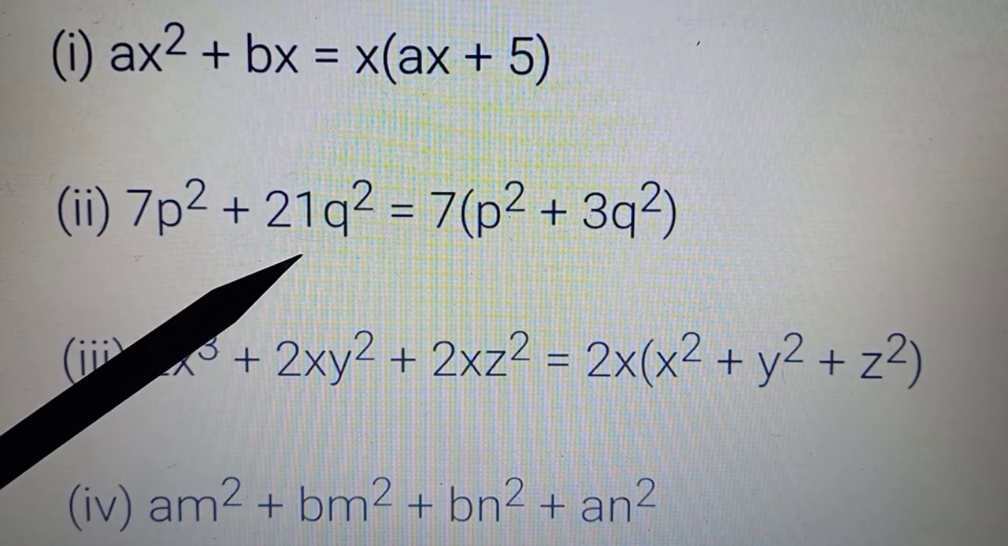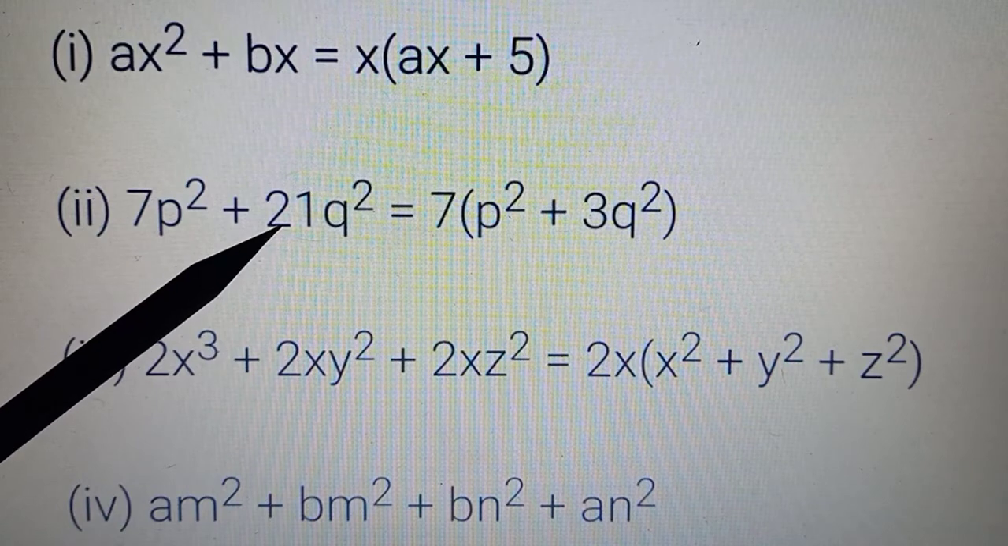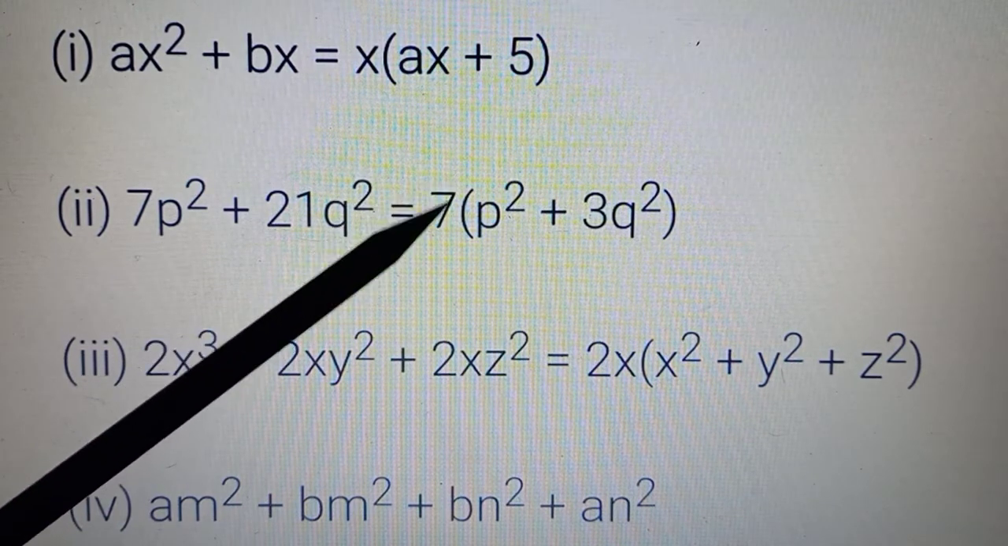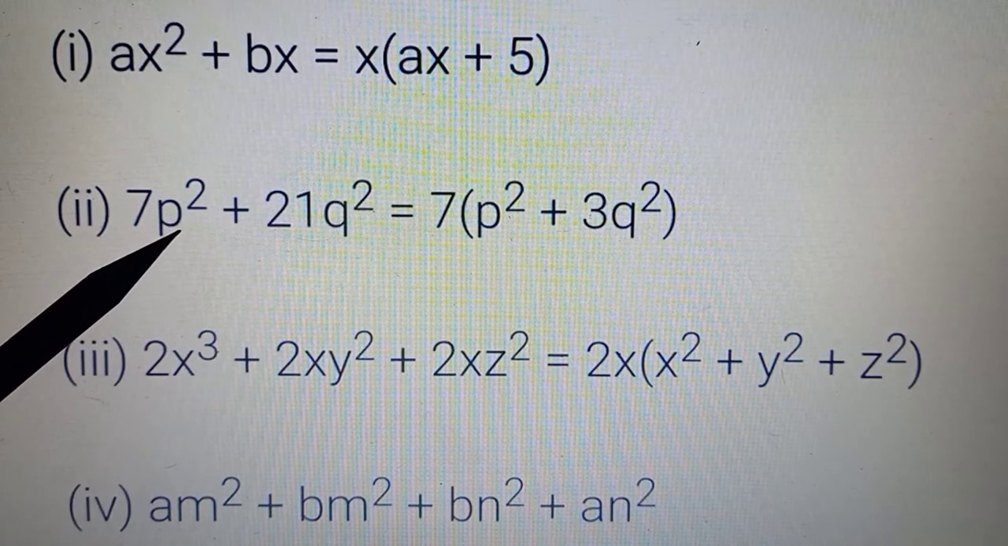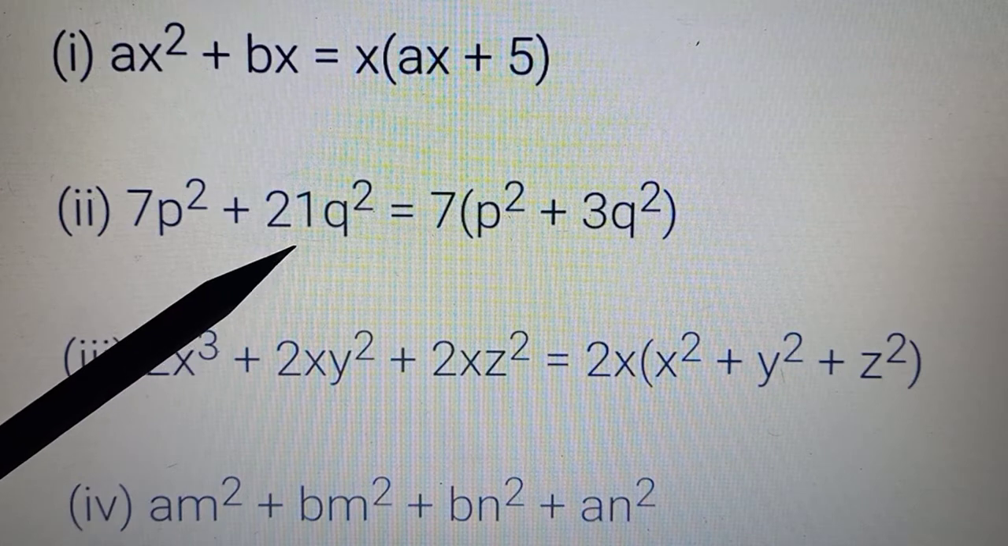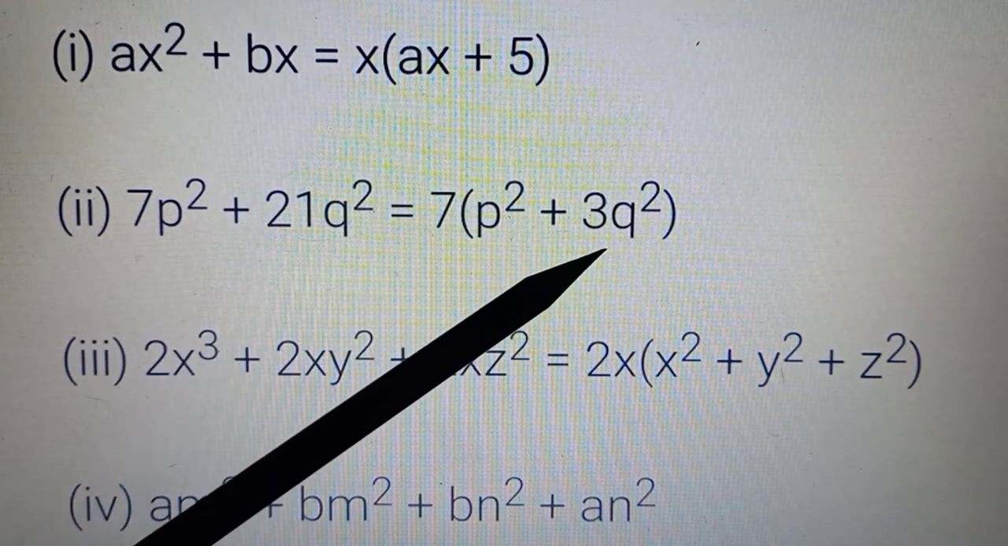Then next is 7p square plus 21q square. So from both these terms, this is 7 3s are 21, so only 7 can be taken common. So 7 we'll take common, bracket, if 7 gone, we are left with p square here, and here from 21, 3 remains. 7 3s is 21, so 3q square remains.